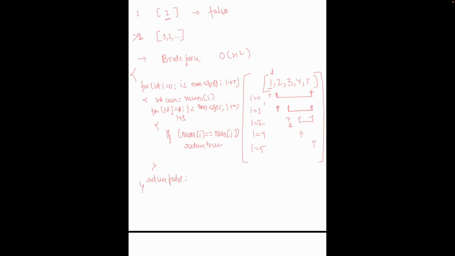Then return false. What we're doing here is this loop will run n times, this internal loop will run n minus 1 times, and any time this condition is satisfied, we're going to return true. If it doesn't satisfy, then yeah, just a second. This loops and here this loops.